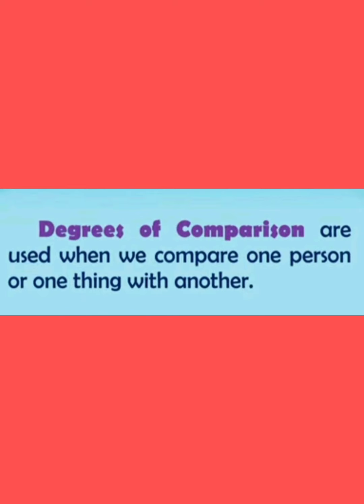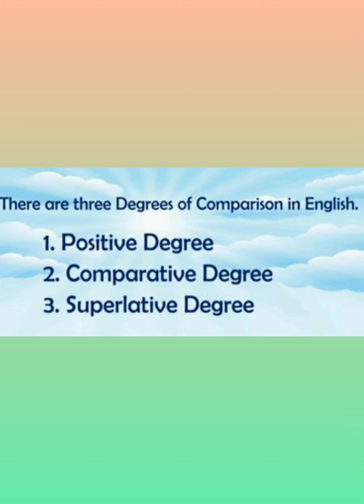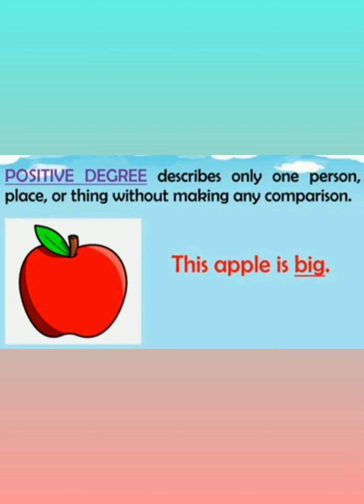There are 3 degrees of comparison in English: positive degree or the absolute form, comparative degree, and third, the superlative degree. Let's start with the positive degree first. Positive degree describes only one person, place, or thing without making any comparison. It is used to present the quality of an object or a characteristic of a person. For example, this apple is big. Here, big is describing the apple and it is the adjective used in positive degree.